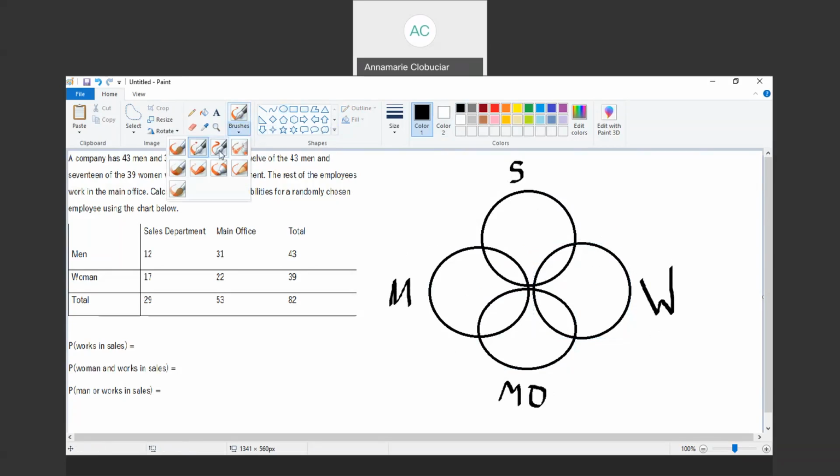Now that is taken care of, we're going to fill in all these different things using the chart and the word problem given to us. First I'm going to go to the total categories. We have 43 men in total, and we have 39 women in total. Then if we go to the totals of the sales department, we have 29 people. And for the main office, we have 53 people. So whatever numbers I put in the left and right, or top and bottom, have to equal the number of that bigger circle.